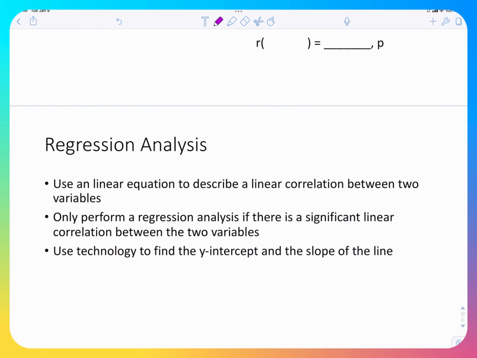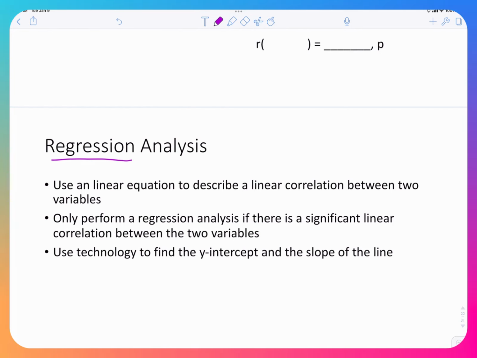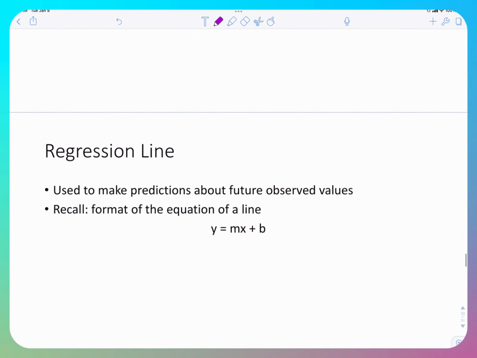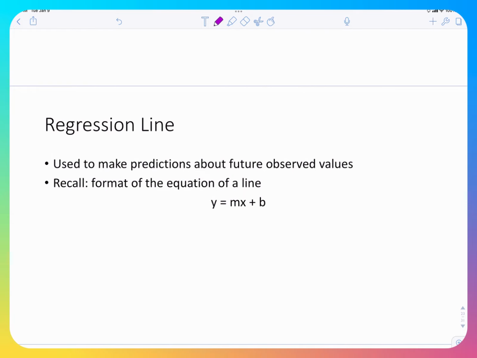So in the first part of our class, we learned about correlation. So now we know how to determine if there's a linear association between two variables. What regression does is it uses an equation to describe the linear correlation between two variables. Now, we should only do regression analysis if there is a significant linear correlation between the variables. And then what we do is we use technology to find the important components of the equation, namely the y-intercept and the slope. So the regression line has an equation, and it's used to make predictions about future observed values.